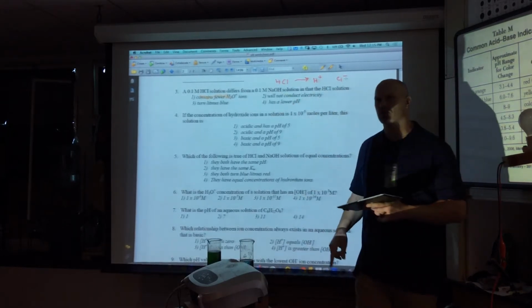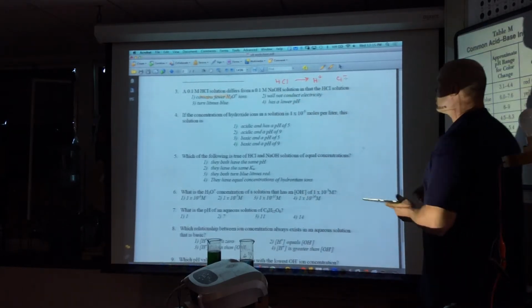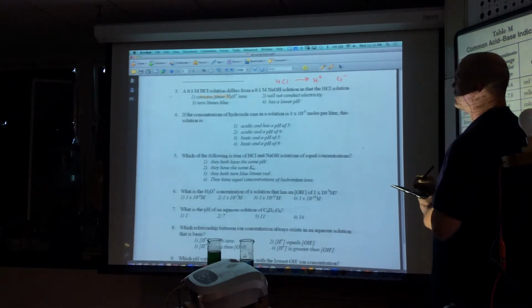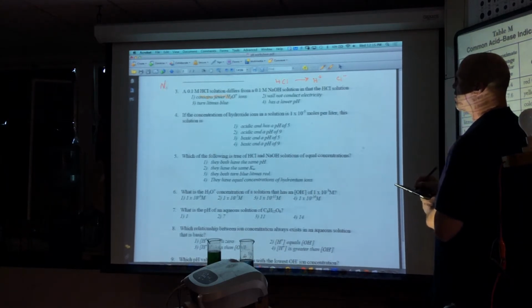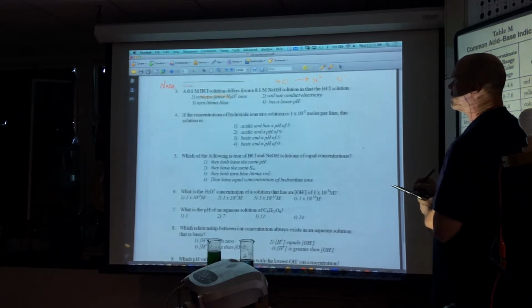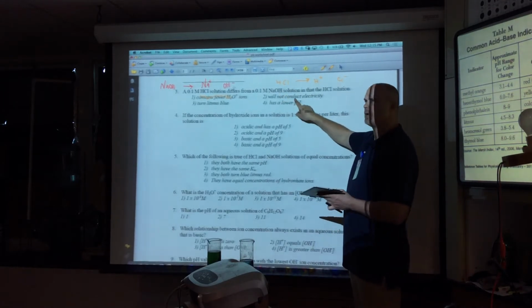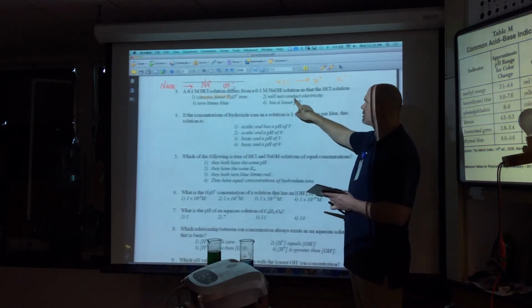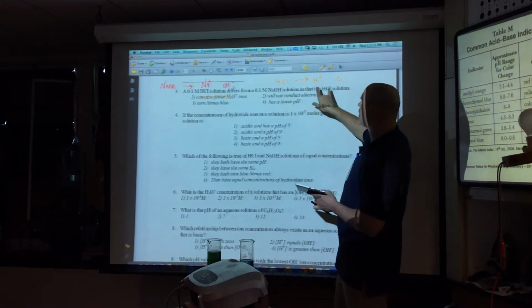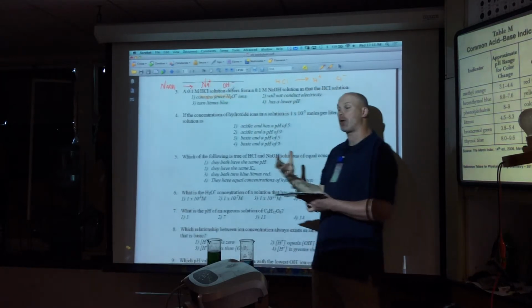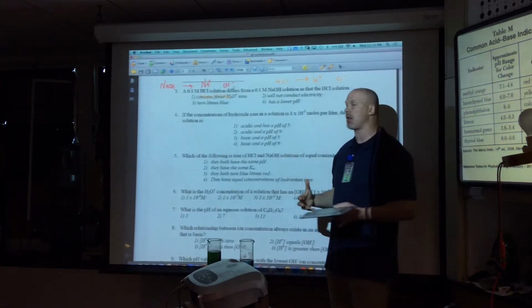What about bases? Do bases conduct electricity in solution? Does NaOH break apart into anything? What does NaOH break apart into? It's a salt. Is it going to break apart into Na plus and OH minus? Yeah, so acids and bases are also electrolytes. So choice 2 makes no sense, because both an acid and base break apart into free ions, and the bulb is going to light up.